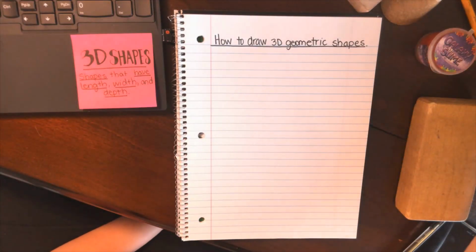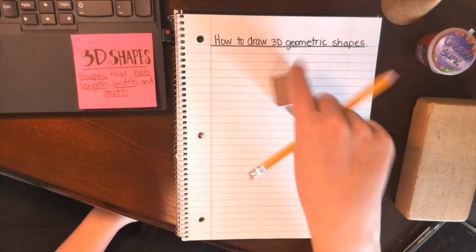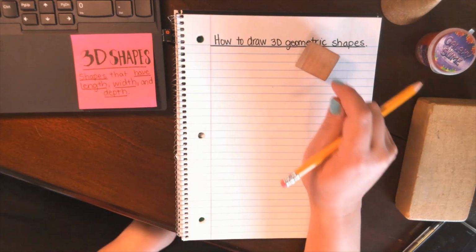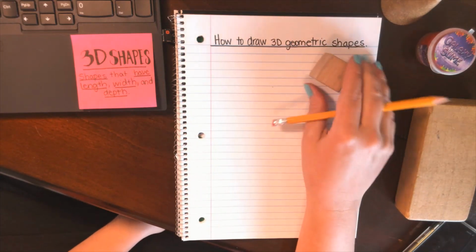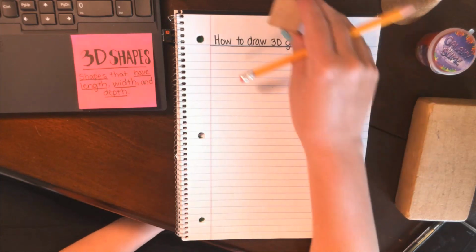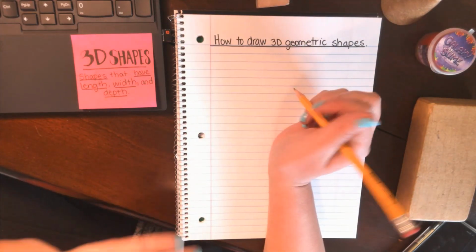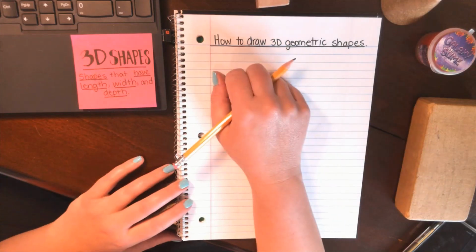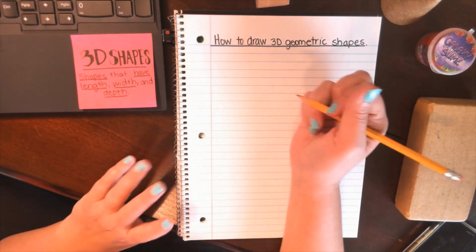Alright guys, so we're going to focus first on drawing our cube. A cube looks a lot like a square. The faces of a cube are a square. So guess what we're going to draw first? You guessed it, a square. Now I'm actually just using notebook paper. You can use any kind of paper and a pencil.